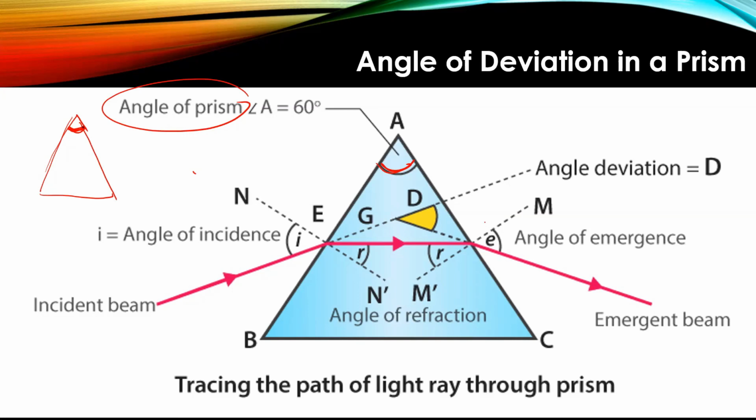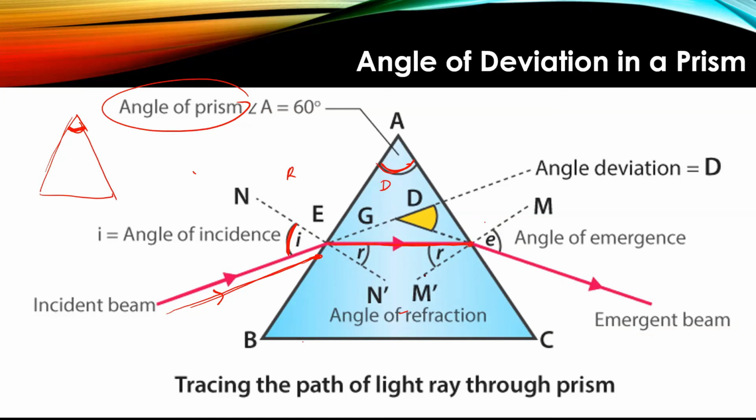Now, consider this is the beam of one ray of light which is passing through the prism. Obviously, at the point of incidence, we are drawing this normal. So this is my angle of incidence. Now, as it is going from a rarer medium to a denser medium, it will bend towards the normal. So this is your refracted ray.